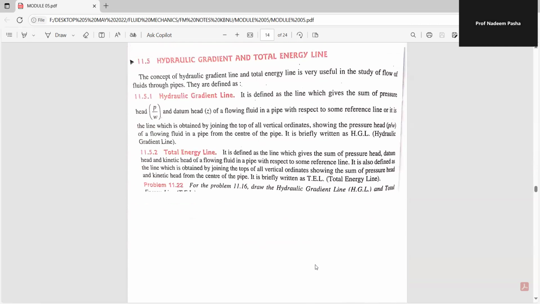Next, we studied what we mean by hydraulic gradient line and total energy line. So the line joining the pressure head and the datum head is known as the hydraulic gradient line, whereas the line joining pressure head, kinetic head, and datum head is known as the total energy line.